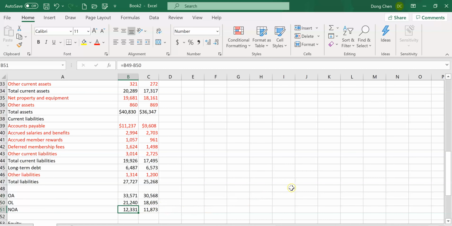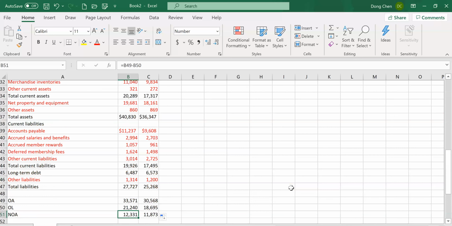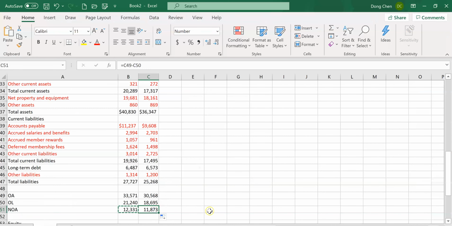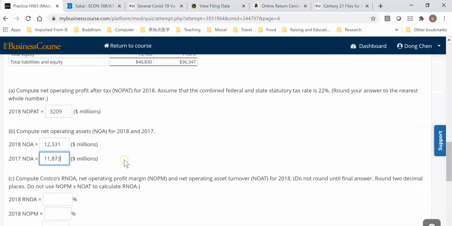So now I just need to copy the numbers back. Starting from 2018, so this is 2018 net operating assets, and the other one is the 2017 net operating asset.